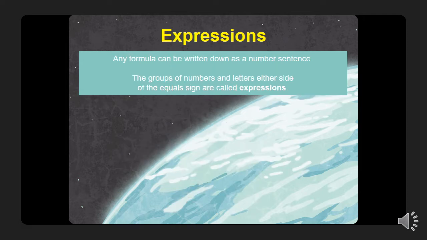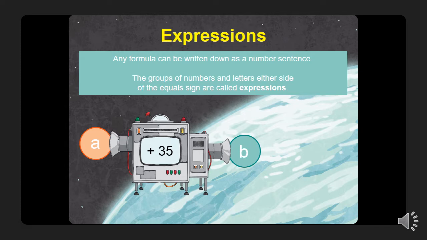Any formula can be written down as a number sequence. The groups of numbers and letters either side of the equal sign are called expressions. What are they called? Excellent, they're called expressions. So if we have a look at this example here, we can see that either side of the equal sign, whether it's just the B or whether it's the A plus 35, they are called expressions. So A plus 35 is our expression there, because it's a group of numbers and letters.